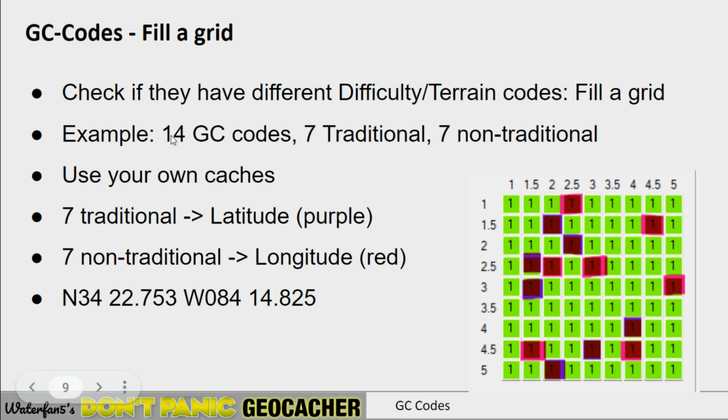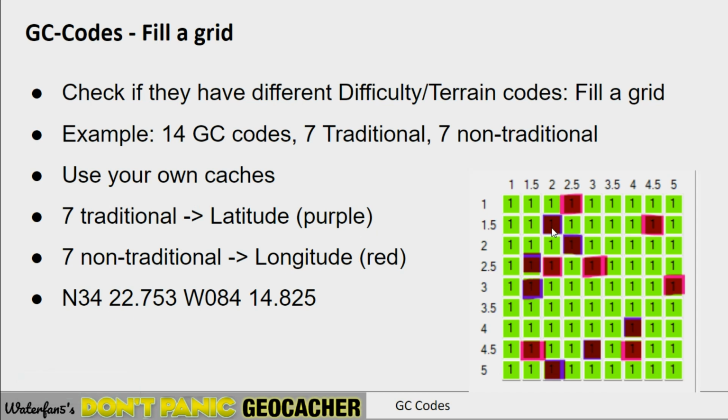So here is an example of, let's say you got 14 GC codes, 7 of them were traditional, 7 of them were non-traditional, multis, mysteries, etc. Again, safest to use with their own caches, because anybody could change the DT based on feedback, but maybe if they're archived, it's safer, right? It's unlikely that somebody changed the DT for an archived cache. And so now you would plot them out. So in this case, the purple ones are the latitude, the longitude are the red ones, and this is the coordinate that is plotted here.